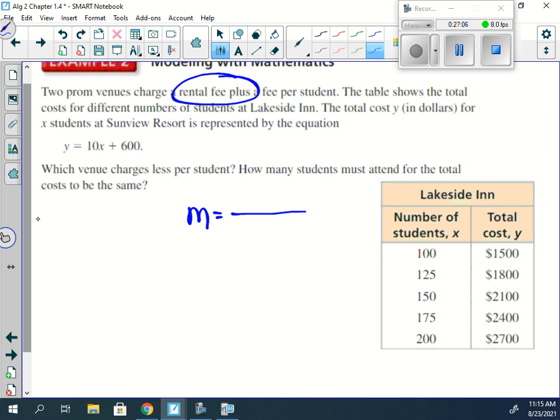slope. So we could use the 1800 and 1500. 1800 minus 1500. I'm just picking 2 points. I just picked the top two. But it doesn't matter which 2 points we use? No, because if it's a line, the slope is the same for any 2 points on the line. So underneath, we'd have 125 minus 100. So 1800 minus 1500 would be? 125 minus 100 is?